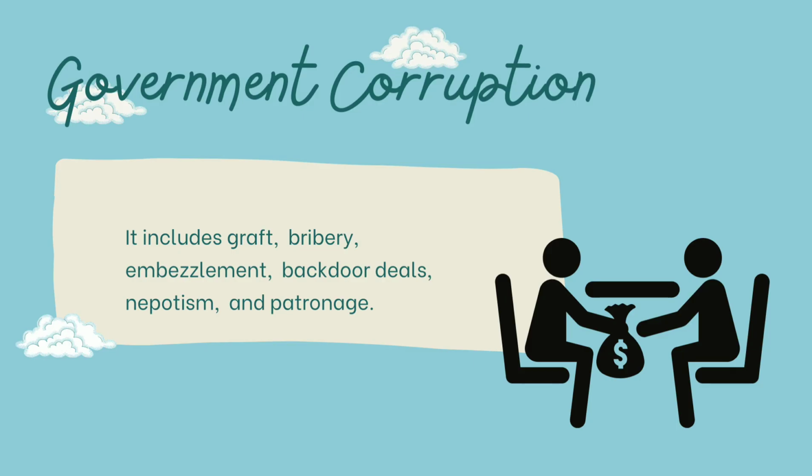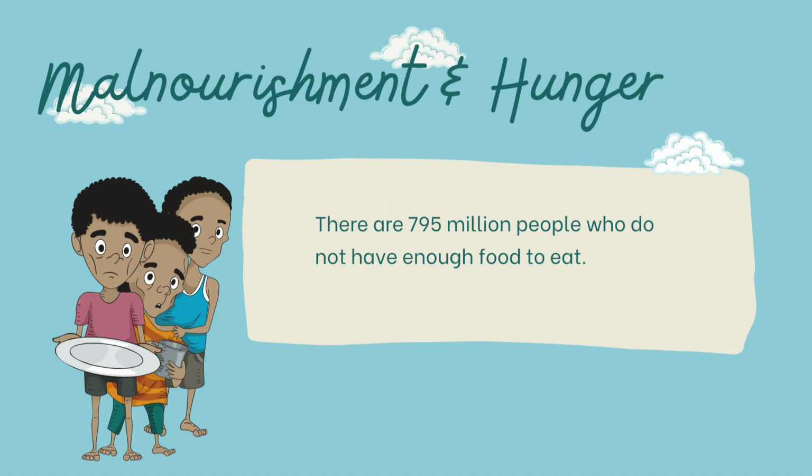The Philippines ranked 94 out of 177 countries in Transparency International's 2013 Corruption Index. Malnutrition and hunger. Currently, there are 795 million people who do not have enough food to eat. Long-term success to ending world hunger starts with ending poverty. Malnutrition in all forms includes undernutrition, wasting, underweight, stunting, inadequate vitamins and minerals, overweight, obesity, and resulting diet-related non-communicable diseases.